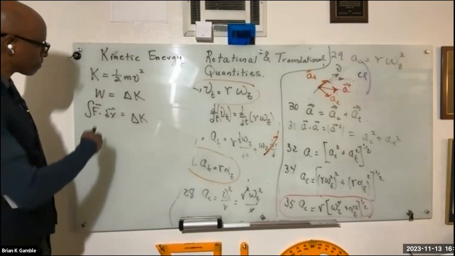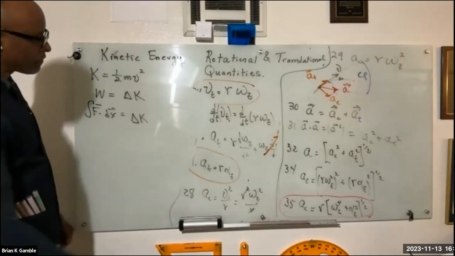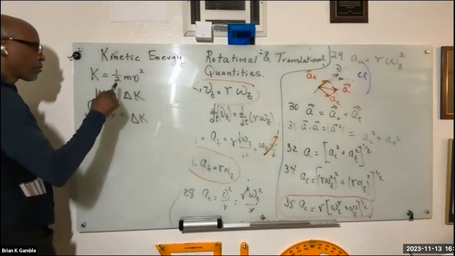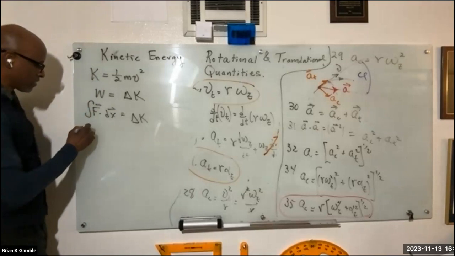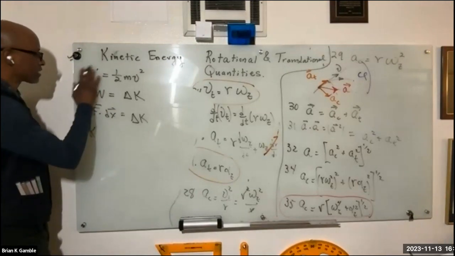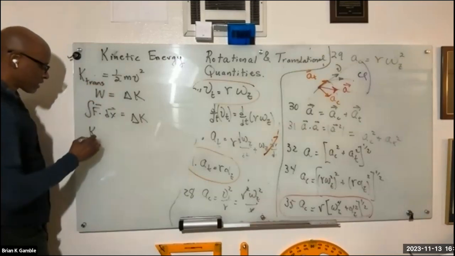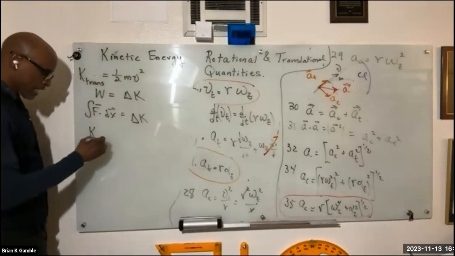But yeah, so let's just take this definition here. And now since we have this, we can substitute that into here to show that this is considered translational kinetic energy. K trans is this. But what is rotational kinetic energy, K rot? What does that look like?